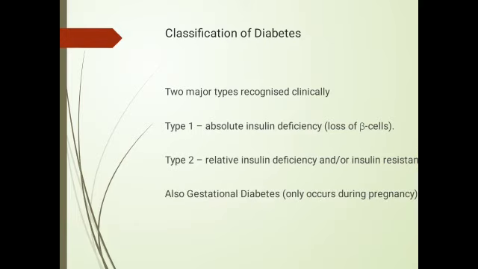A third type is called gestational diabetes, which occurs only during pregnancy. Pregnancy is a diabetogenic state where there are increased levels of hyperglycemic hormones, so some persons may develop gestational diabetes.